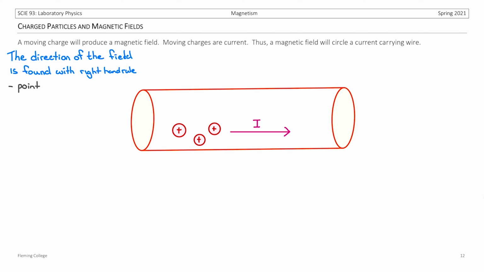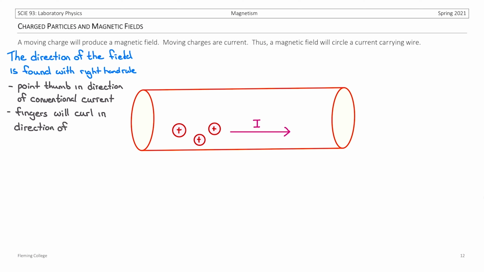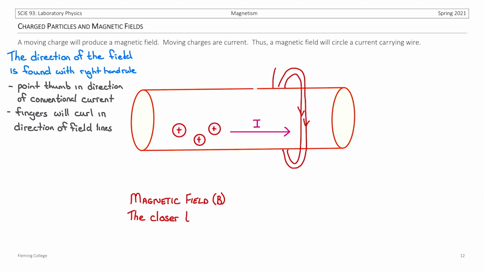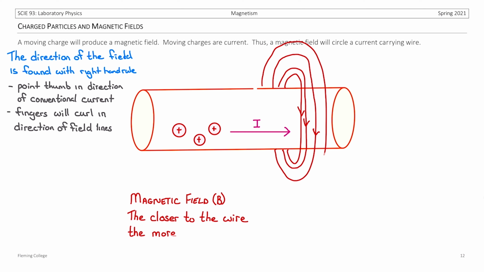For this right-hand rule, you'll point your thumb in the direction of conventional current, and your fingers should curl in the direction of the field lines. So for this wire, with current moving to the right, we'll see that field lines come out of the page at the top of the wire and go into the page at the bottom of the wire.